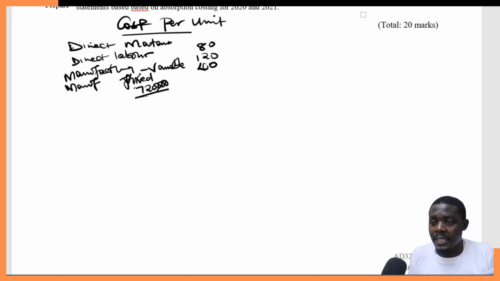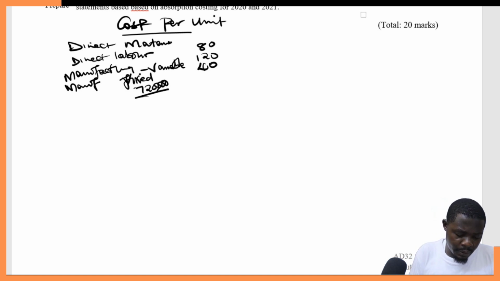In that case, we can just determine the units that were produced. Have 720 divided by the units produced, which were 4,000. Now therefore I have 20. 2020.